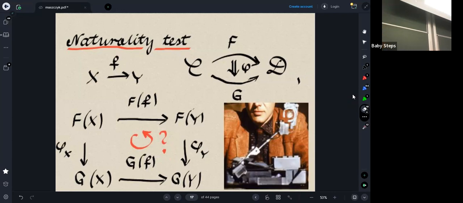And the demand is that this square must commute, which means that the composition of phi y with f of f is the same as the composition of g of f composed with phi x. If this bunch of components of this double arrow phi satisfy this commutativity, then we say that it's a natural transformation.